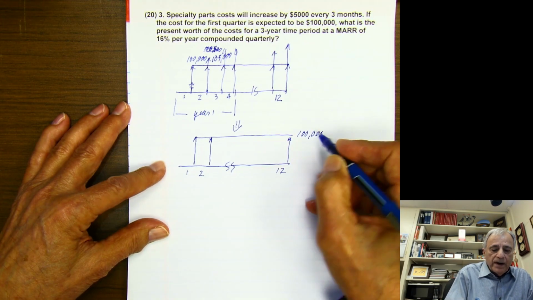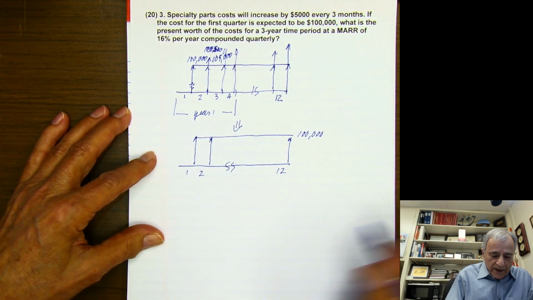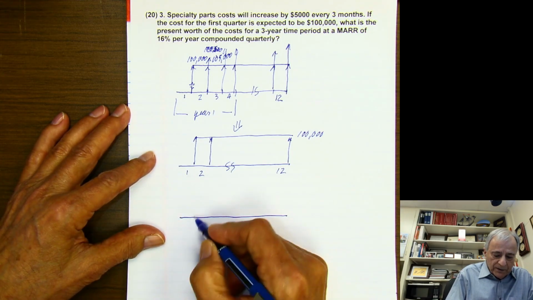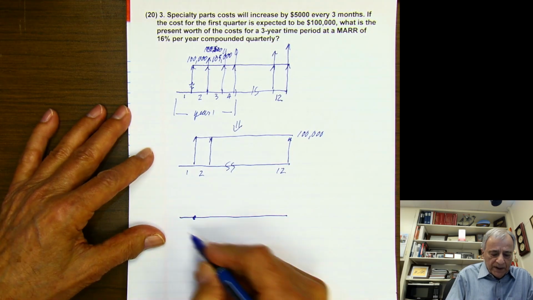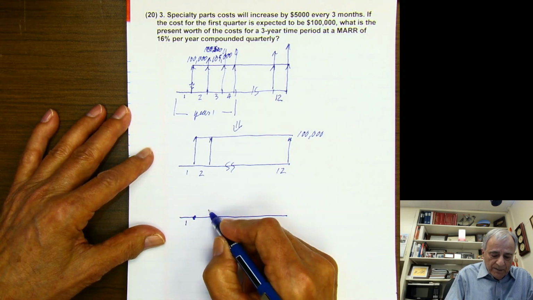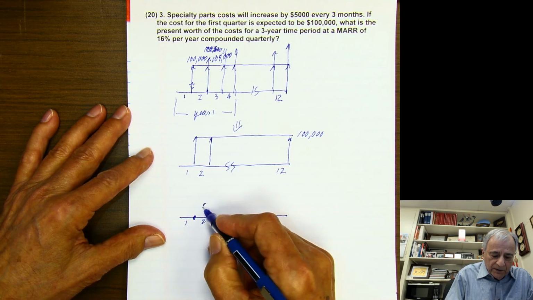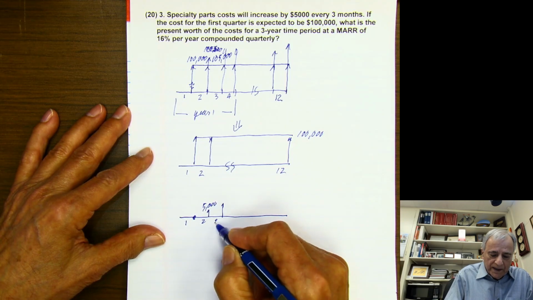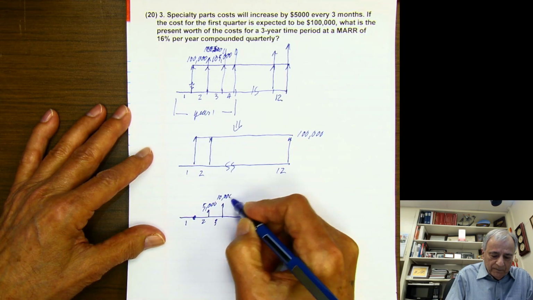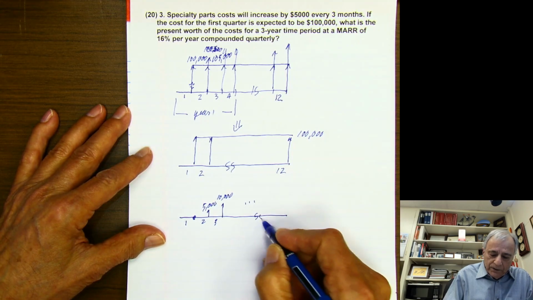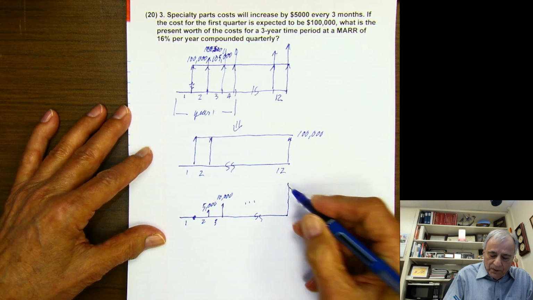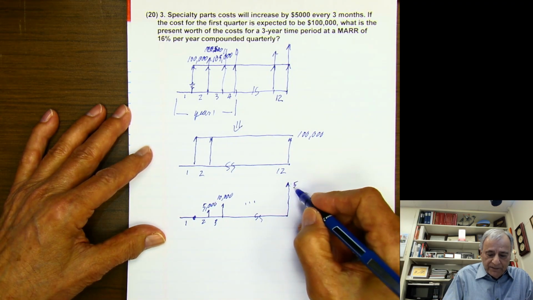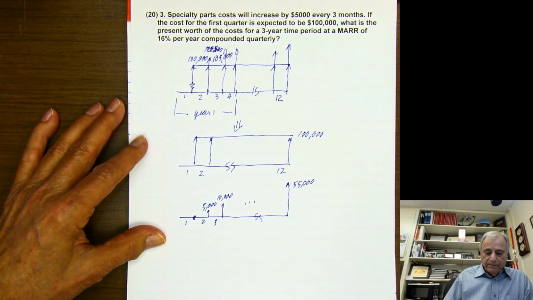And then I had an arithmetic gradient series of $5,000. So the first payment in an arithmetic gradient is always 0. The next payment is 5,000, and the next payment will be 5,000 more, or 10,000, and so on out to the 12th payment. The 12th payment will actually be 11 times 5,000. It'll be 55,000 if I did my math right.